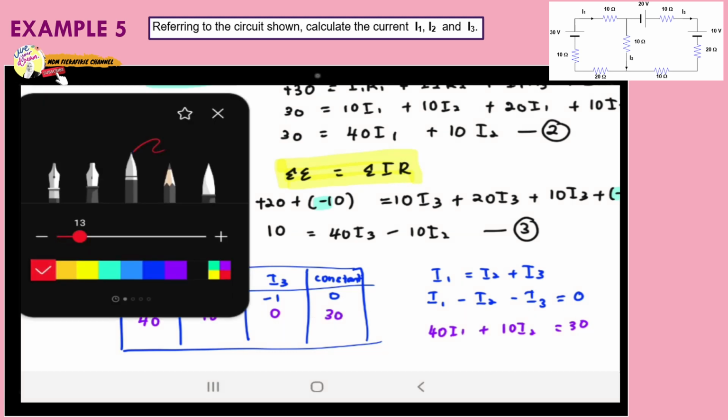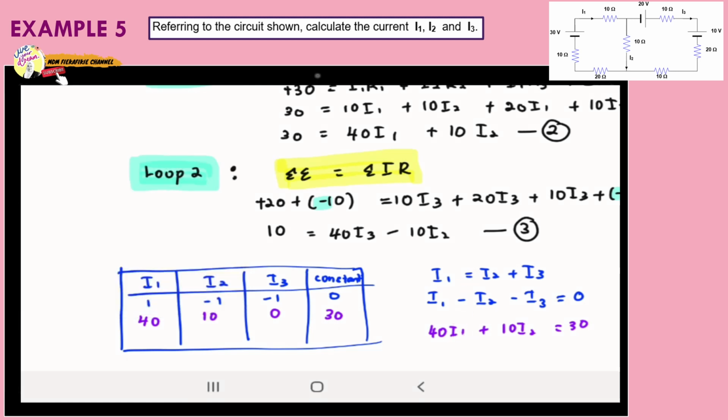The last one is equation number 3. We have negative 10 I2 plus 40 I3 equal to 10. In the third equation, the red color, there is no I1, right? So it's equal to 0. I2 is negative 10 and I3 is 40, and it's equal to 10.